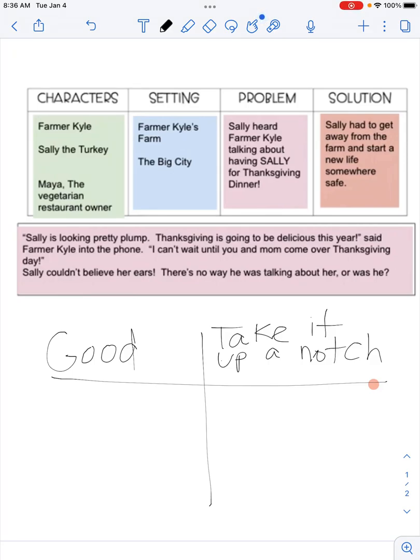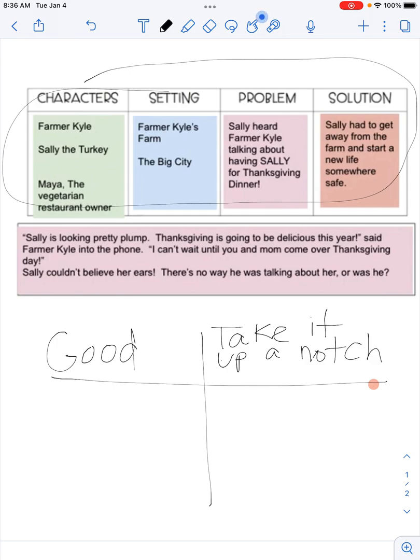Hi, third graders. Today we are going to continue talking about our gingerbread escape story, and we're going to start by reviewing our turkey writing and Mrs. Demand's turkey writing to see how she set up her beginning. If you remember, in her turkey escape writing, this was her planning section up here. She had Farmer Kyle, Sally the turkey, and Maya the vegetarian restaurant owner. They were starting on Farmer Kyle's farm, and that turkey was going to escape to the big city.